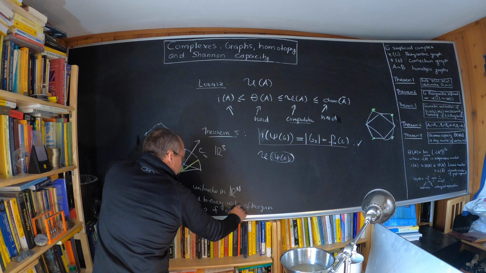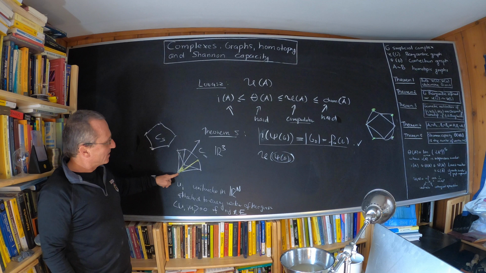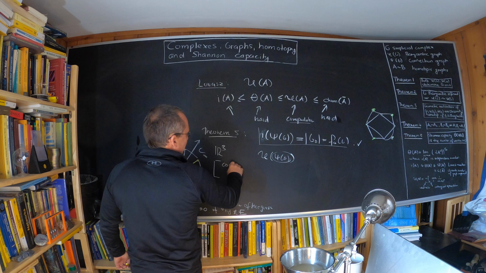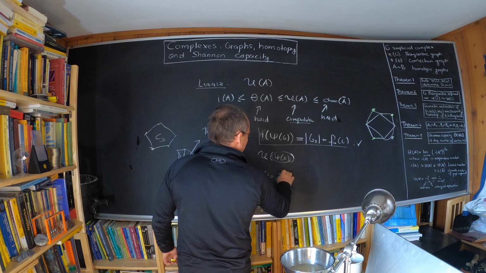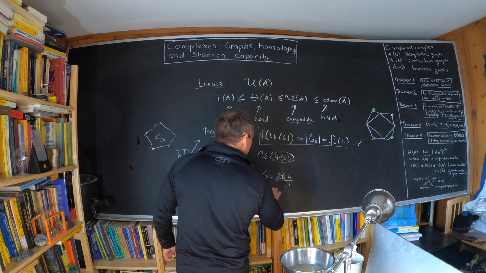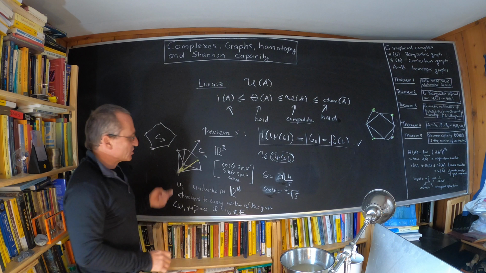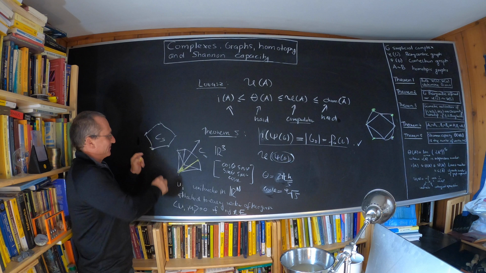That's the assumption. And actually, in this case, you can write these vectors explicitly: cosine theta sine phi, sine theta sine phi, cosine phi, where theta is 2 pi k over 5, and cosine phi is equal to the fourth root of 5. So this is just a geometric picture of the umbrella of Lovász.